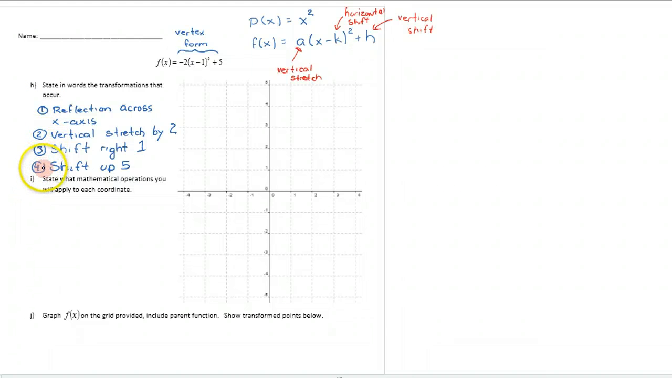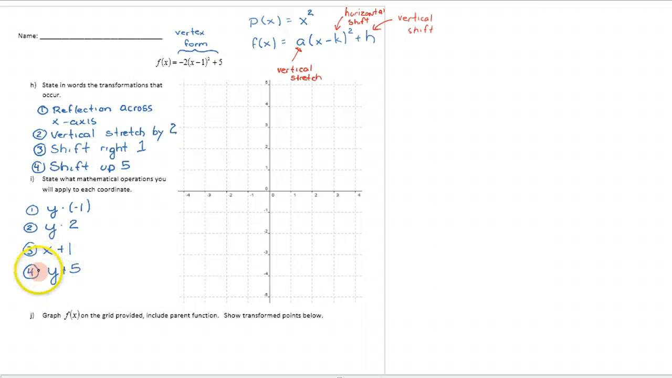and now we want to think about them in terms of what we have to do to each value mathematically. So when we reflect across the x-axis, that's like multiplying every y value by -1. When we have a vertical stretch by 2, that's like multiplying every y value by 2. When we shift right 1, that's like taking every x value and adding 1. Notice how it's lying. And finally, when we shift up by 5, that's like taking every y value and adding 5 to it.